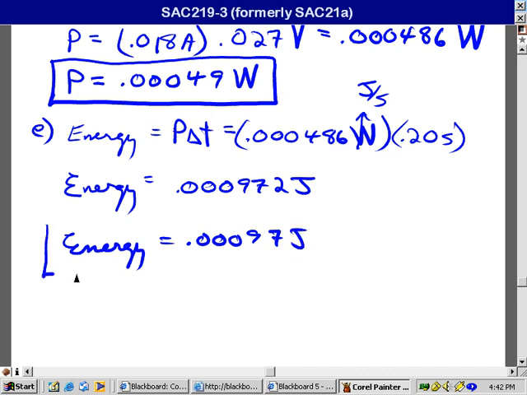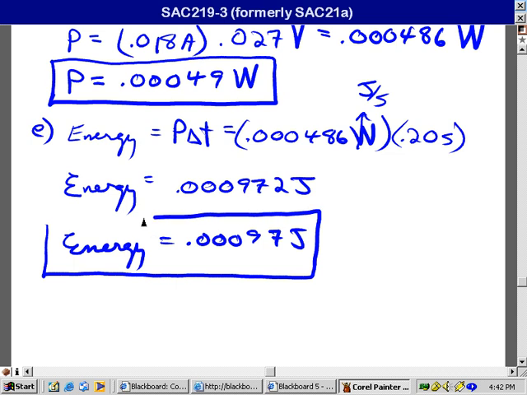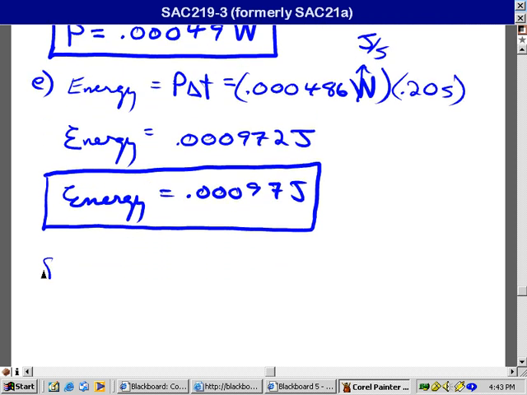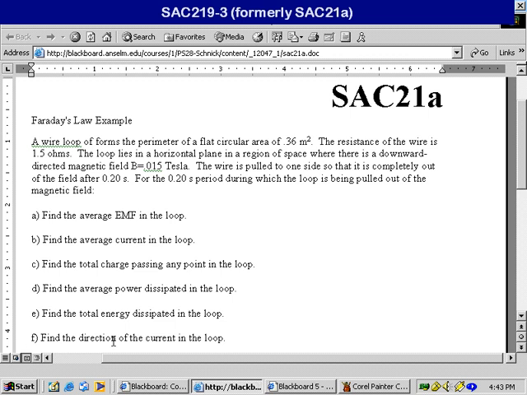Writing out the word energy so that we don't mix it up with EMF, script E, or with electric field strength. F, this problem just keeps going on and on. Find the direction of the current in the loop. Well, we already did that.